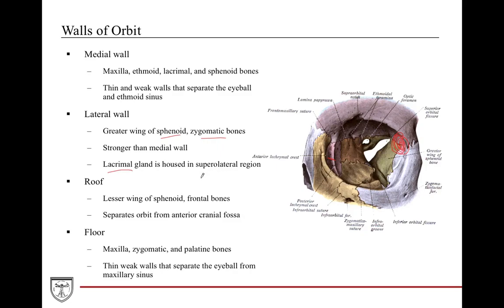Then you got the roof. The roof is again from the sphenoid and the frontal bones. It's also very strong. You got the maxillary sinus right above it. Then you got the floor, which is the maxilla, the zygomatic and palatine bones. This is also weak. So the two weakest parts are weak, weak, strong, and strong.